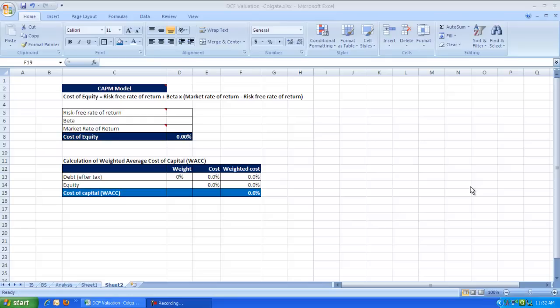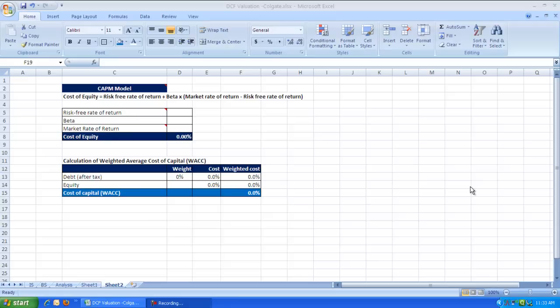So in this video we will calculate cost of capital, and here we calculate it by the CAPM model. So what is the CAPM model? It is the capital asset pricing model. So what is cost of equity and what is cost of debt? Let's see the concept first. Cost of debt is nothing but the financial cost or interest rate of that particular loan or debt.